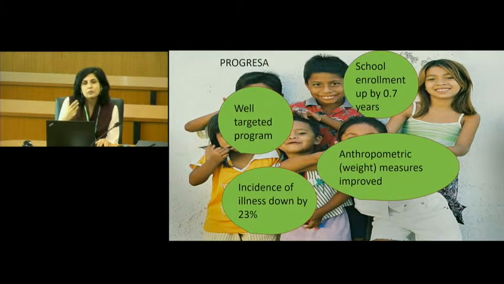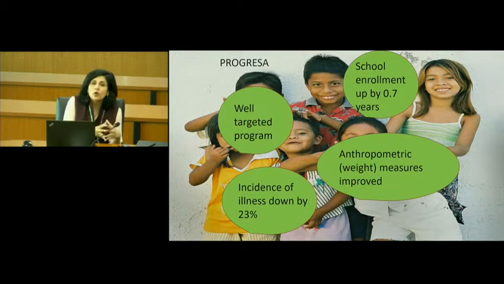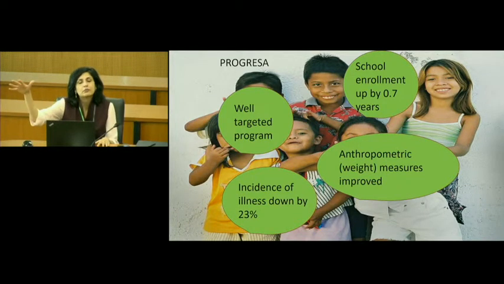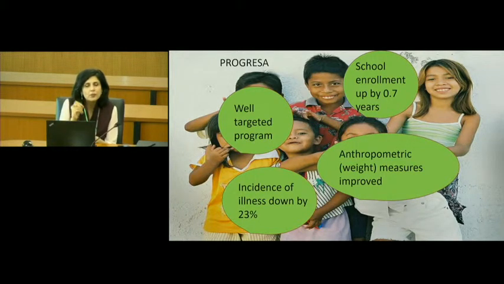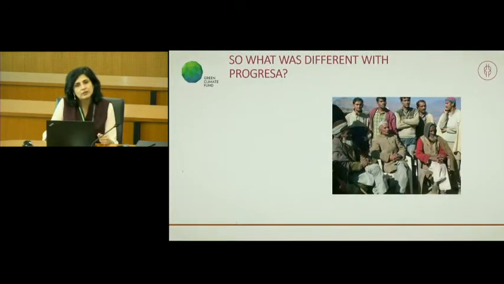A couple of things are important as I report these results. First, you're seeing that there are magnitudes that are getting reported: 0.7 years, improvement in anthropometric measures, incidence of illness. The second is that I'm actually stating that, yes, this was caused by Progressa, and it wasn't just caused by something else that was happening in these villages at the same time. The third thing is that I'm stating this with confidence. All three things are important because they have important bearing on how you are building your projects and designing your projects right from the beginning. And this is what I want to submit to you today.